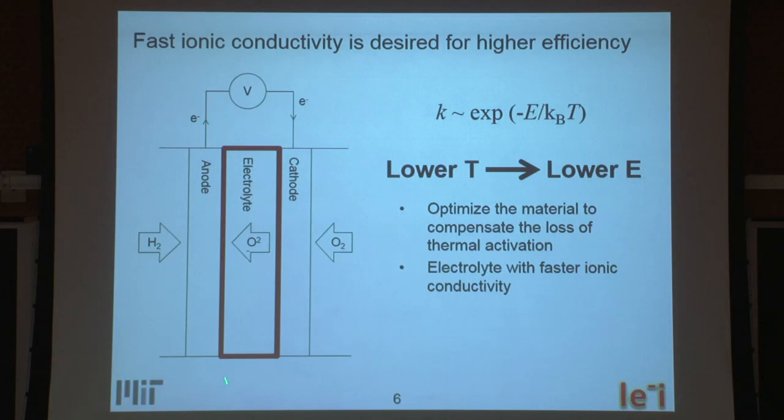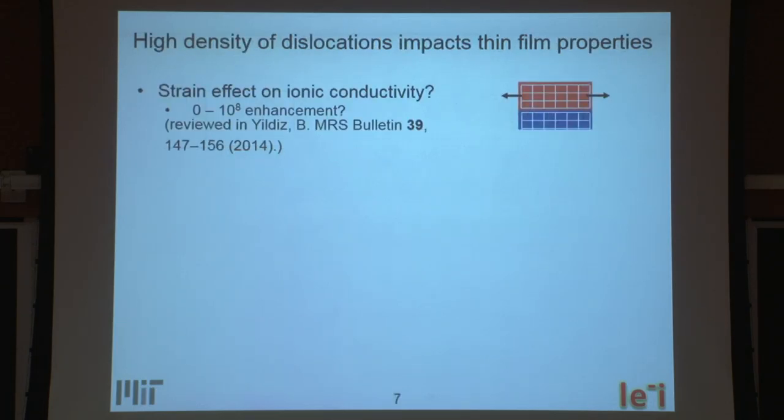And here for the electrolyte material, for ceria, what we want to do is to keep the ionic conductivity, make the conductivity as fast as possible, even at a lower operating temperature. So people have tried a lot of methods. One of the methods is called strain engineering.